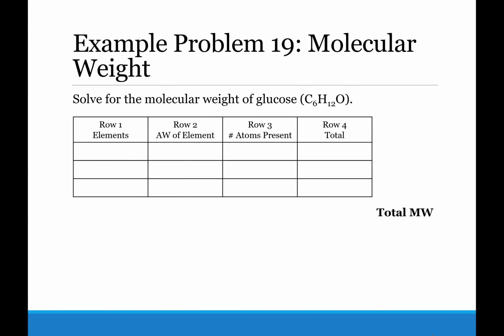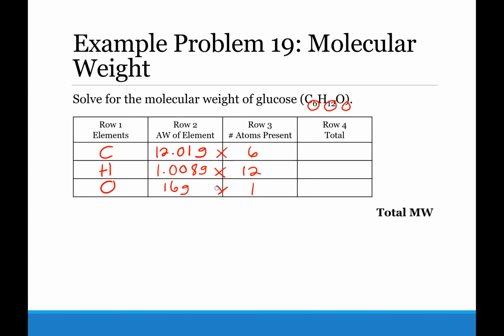Example problem 19 asks us to solve for the molecular weight of glucose. So the elements in glucose are carbon, hydrogen, and oxygen. The atomic weight of carbon is 12.01 grams. Hydrogen is 1.008 grams, and oxygen is 16 grams. There are 6 carbon atoms present, 12 hydrogen atoms present, and 1 oxygen atom present.